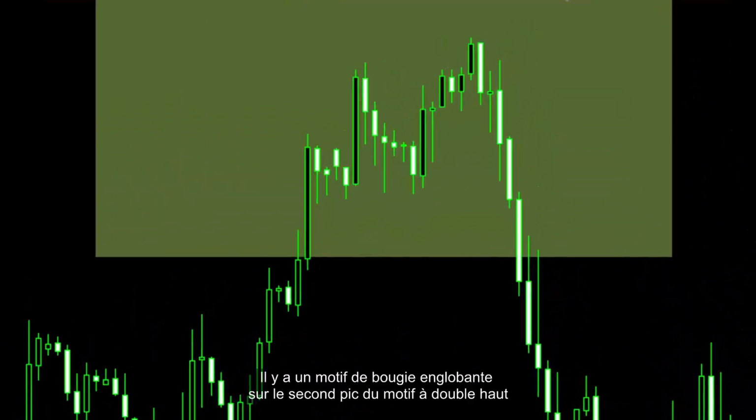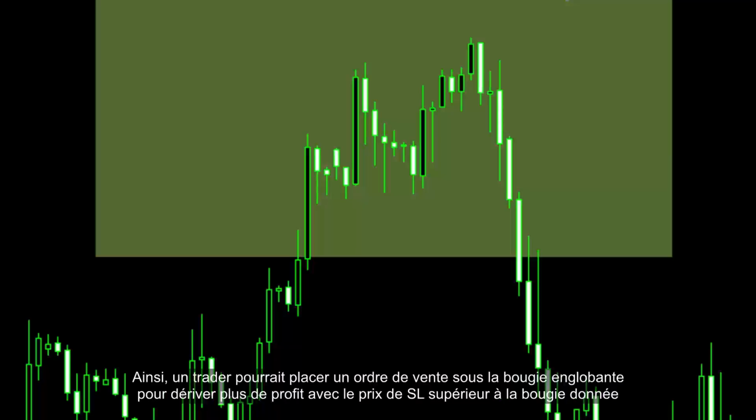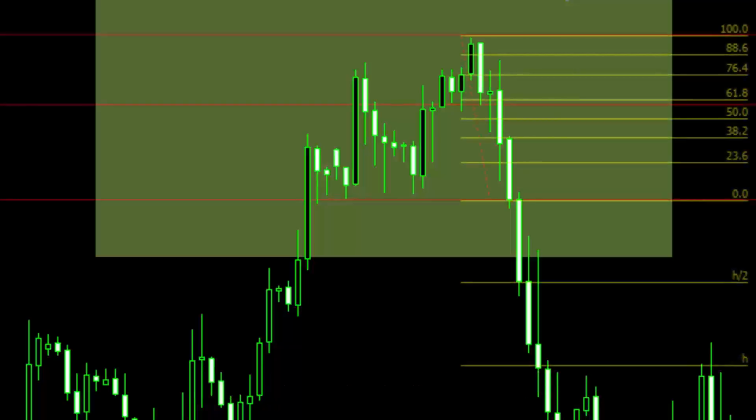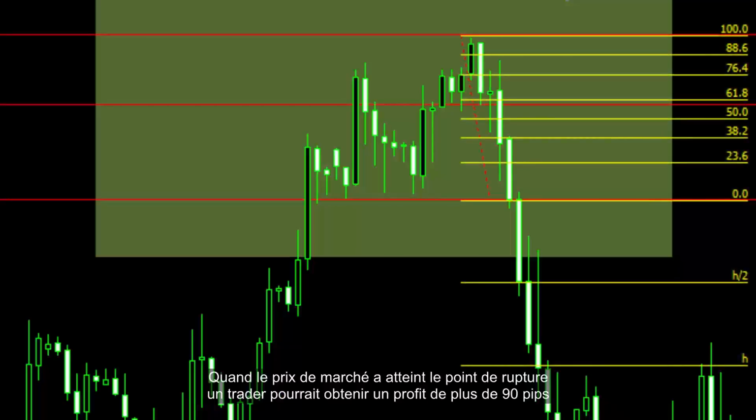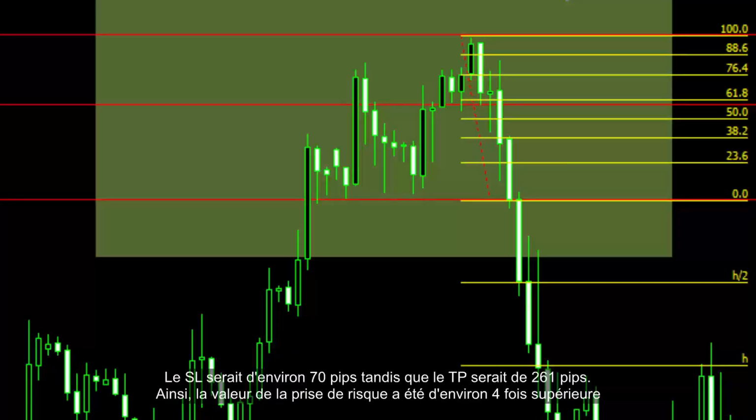There is an engulfing candle pattern on the second peak of double top pattern. Thus, a trader could place a sell order under the engulfing candle to derive more profit, with SL price over the given candle. When market price met the breakout point, a trader could achieve more than 90 pips profit. SL would be around 70 pips, while TP would be 261 pips.